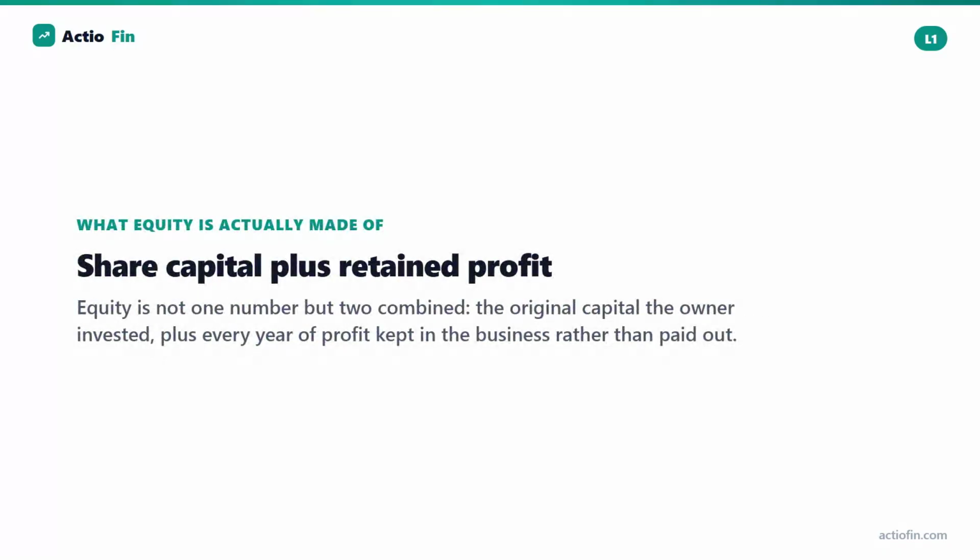It is worth opening up equity a little further because it is not a single homogeneous figure. For a small company like Brindley, equity is made up of share capital, the amount the owner originally invested when the company was formed, often a nominal sum like £100, plus retained earnings. The accumulated total of every year of profit that has been kept inside the business rather than paid out as dividends. Watching retained earnings grow year on year is one of the clearest signs a business is genuinely building value, rather than simply generating turnover that disappears as fast as it arrives.